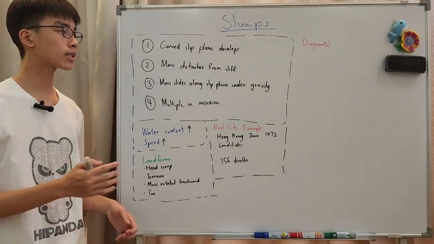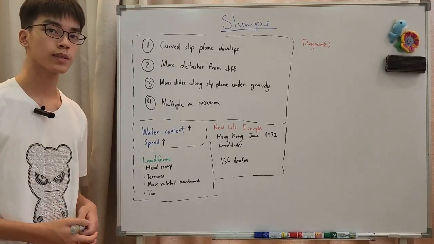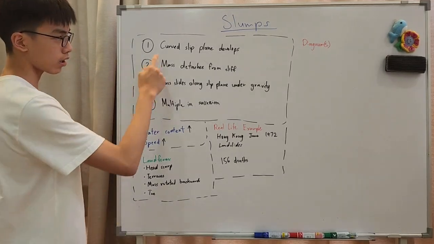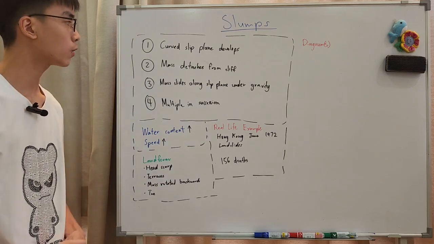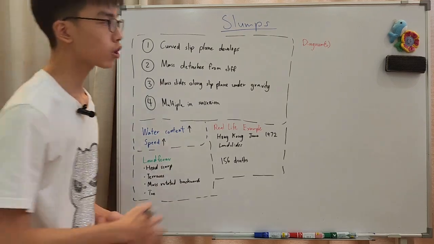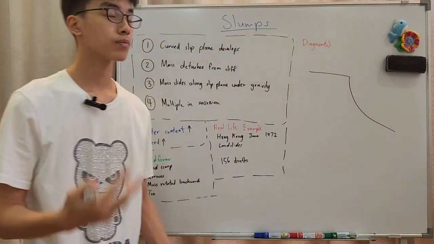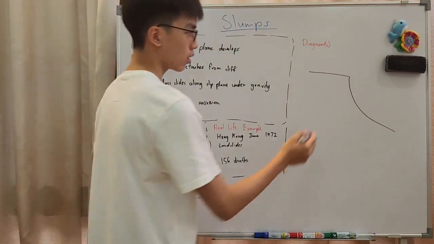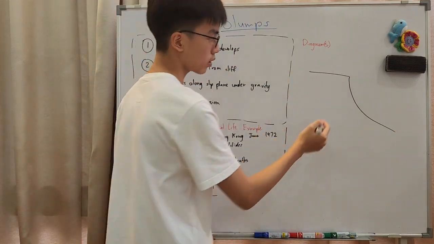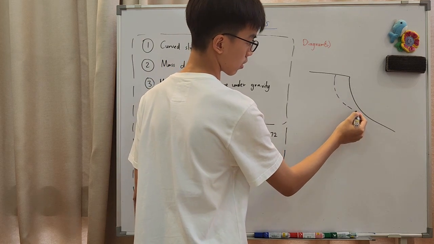Hi everyone, let's talk about slumps. So slumps are mass movements similar to slides, but they occur on a curved slip plane. So let's put it on a diagram. Let's draw our original cliff, which is something like this. And let's draw 3 blocks that will slump. And this time you have to draw it curved, so it's something like this.